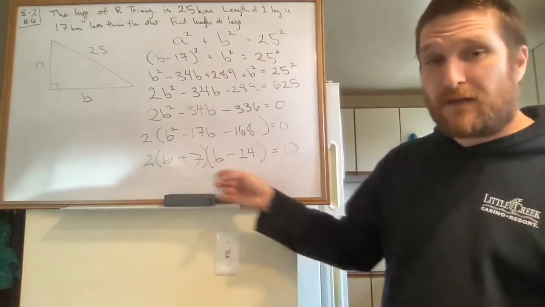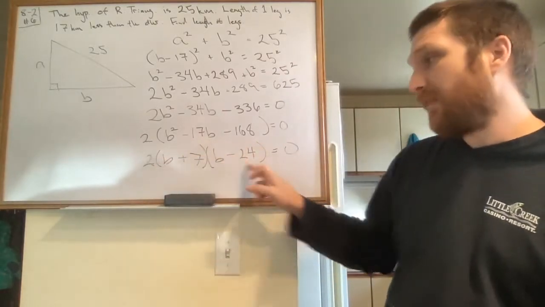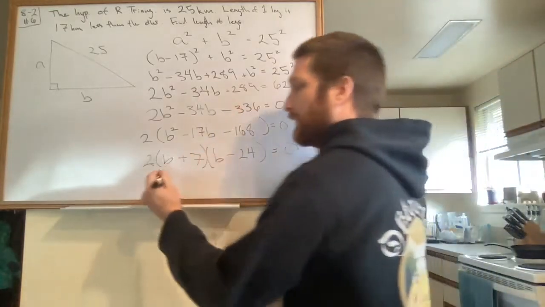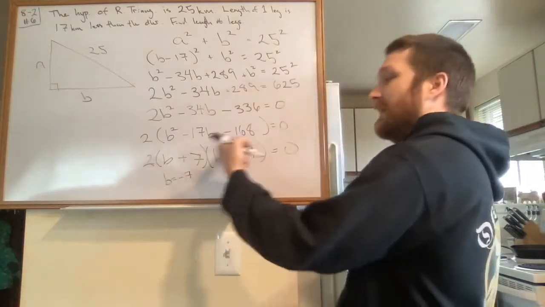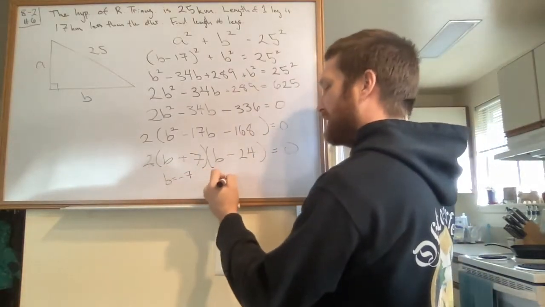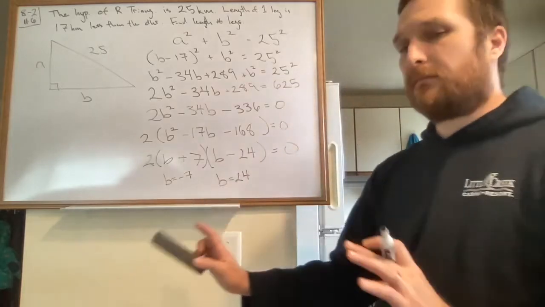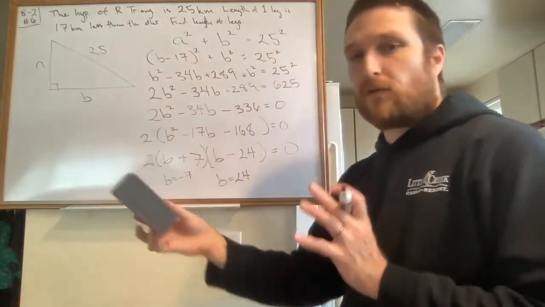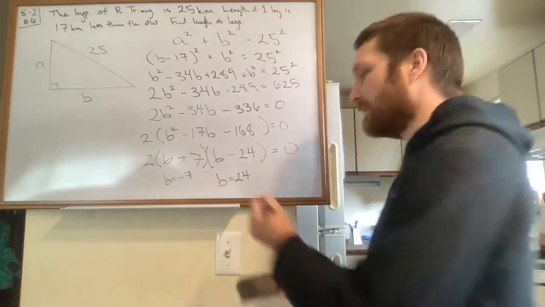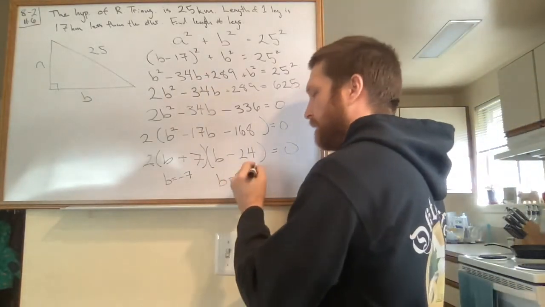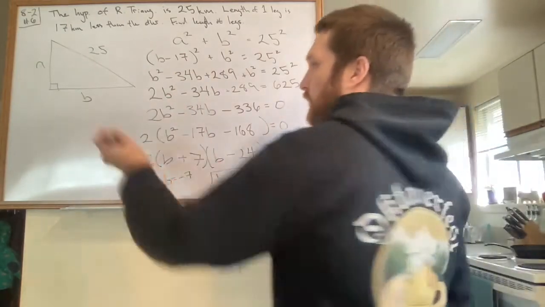So the only way to make this thing equal to 0 is if this thing is equal to 0 or that thing is equal to 0. If that thing's equal to 0, it means that B has to be negative 7. That thing's equal to 0, it means that B has to be positive 24. And in the context of our problem, we're not on a coordinate system here or anything like that. We have to take our length to be positive in this situation. And so B is equal to 24.